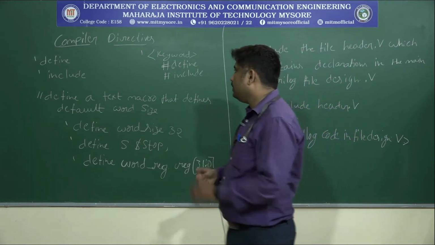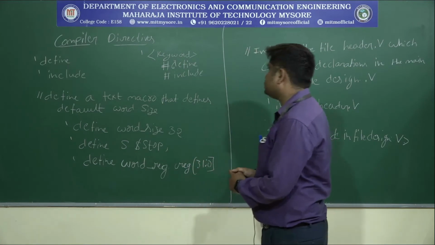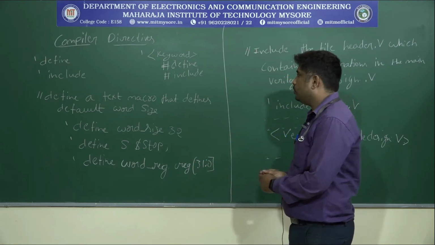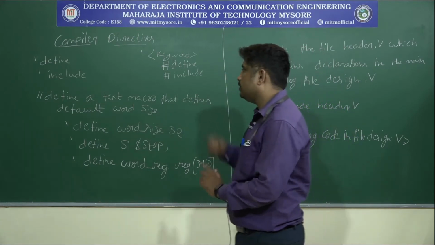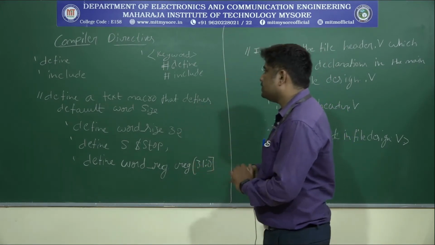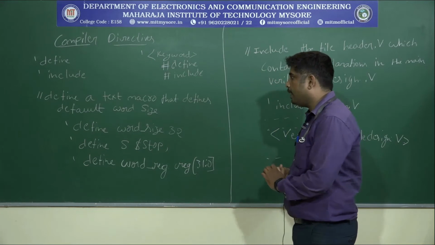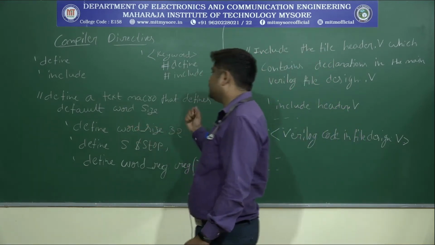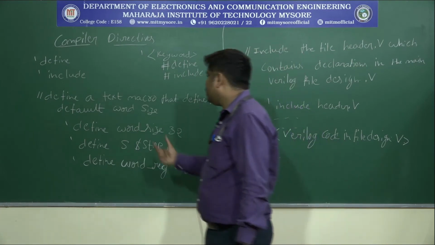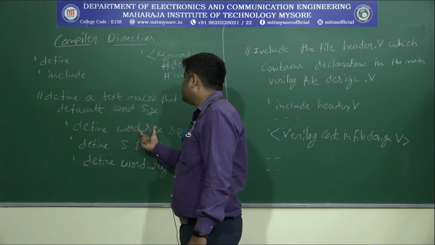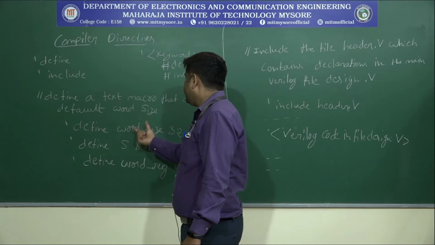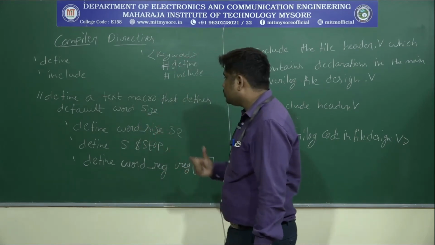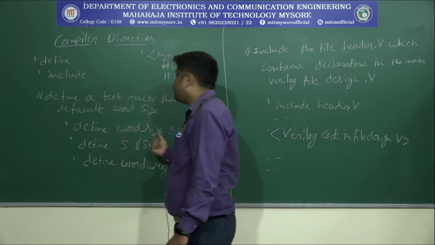Here the first one defines a text macro that defines the default word size. So wherever tick define is included, the size becomes the word size. Let us take define word size 32. So wherever word size appears, it indicates 32. Again one more example, define as $stop.